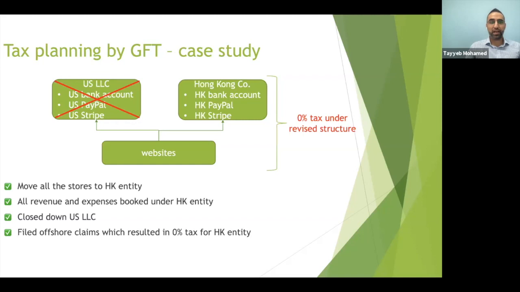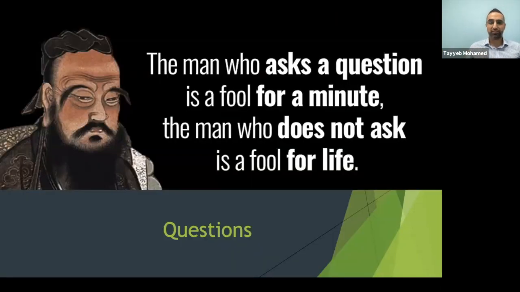So that's pretty much the whole quick presentation on different tax strategies: what taxes are, who should do tax planning, and when we should do tax planning. And let's look at the questions and see what you want to ask, and then we can go from there.